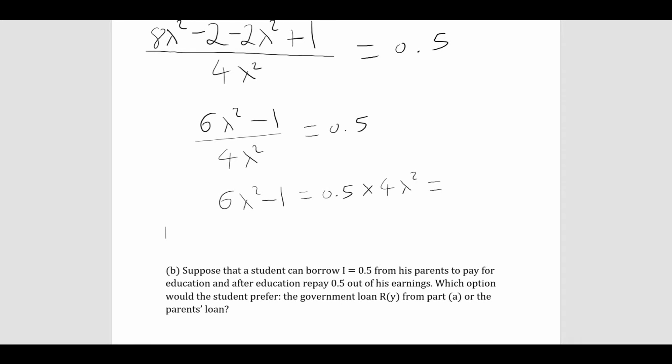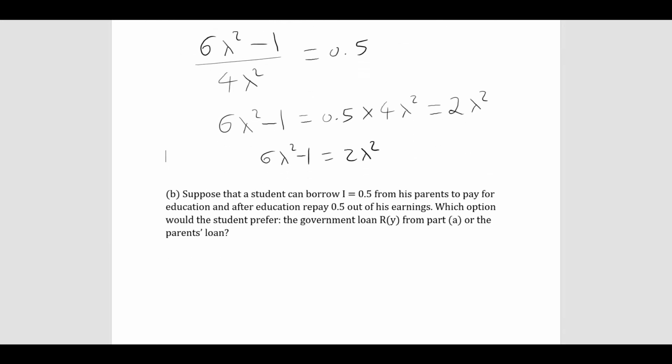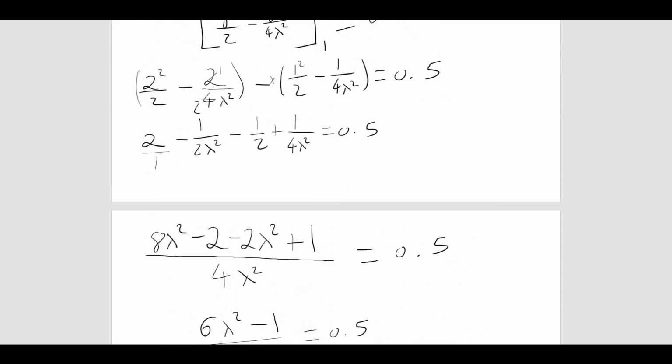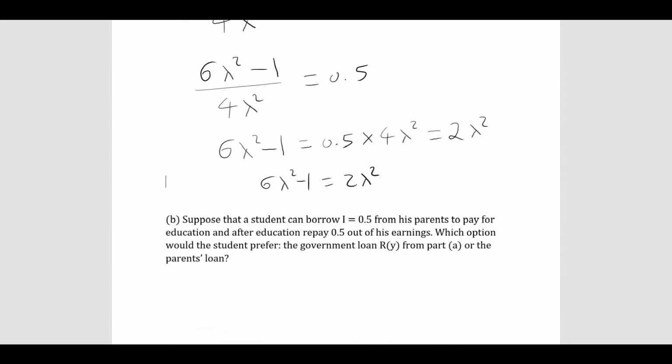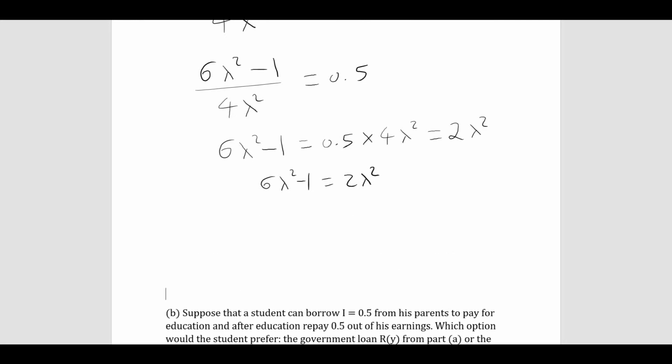0.5 times 4 is 2, so I have 2 lambda squared. So I end up with 6 lambda squared, take away 1 is 2 lambda squared. Now I'm going to try and get 1 over, well, let's see what happens. So what I can do is subtract 2 lambda squared from both sides. So I have 4 lambda squared minus 1 is 0. And then I can take the minus 1 over. So I've got 4 lambda squared is 1.